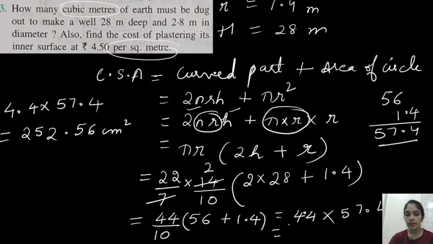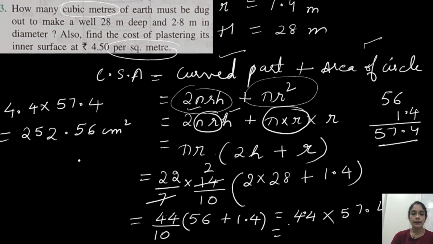So what we have done: I have to include the curved part and the area of the bottom circle. Curved area is 2 pi rh and here it is pi r square. So pi r is common, that I have taken. So pi r into 2h plus r we are left with. We just substituted their values and solved. So we got this. Now this is the total area which has to be plastered.